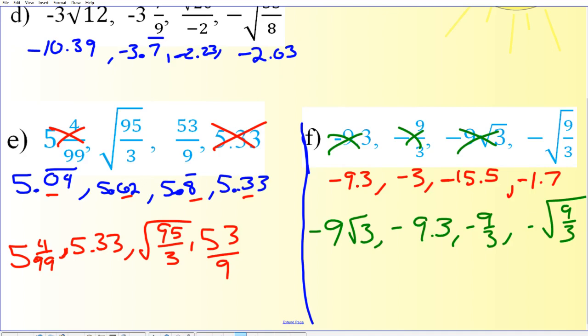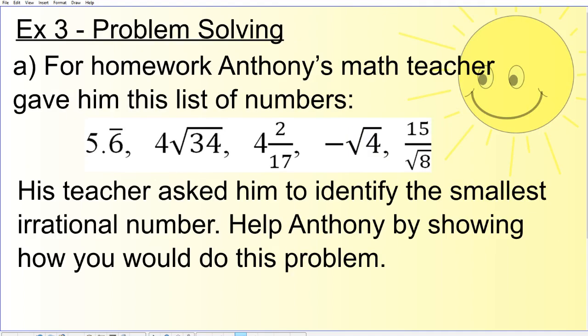All right, we got a couple little problem solving, and we're out of here. So it says, for homework, Anthony's math teacher gave him this list of numbers. Aren't they beautiful? His teacher asked him to identify the smallest irrational number. Help Anthony by showing how you would do this problem.